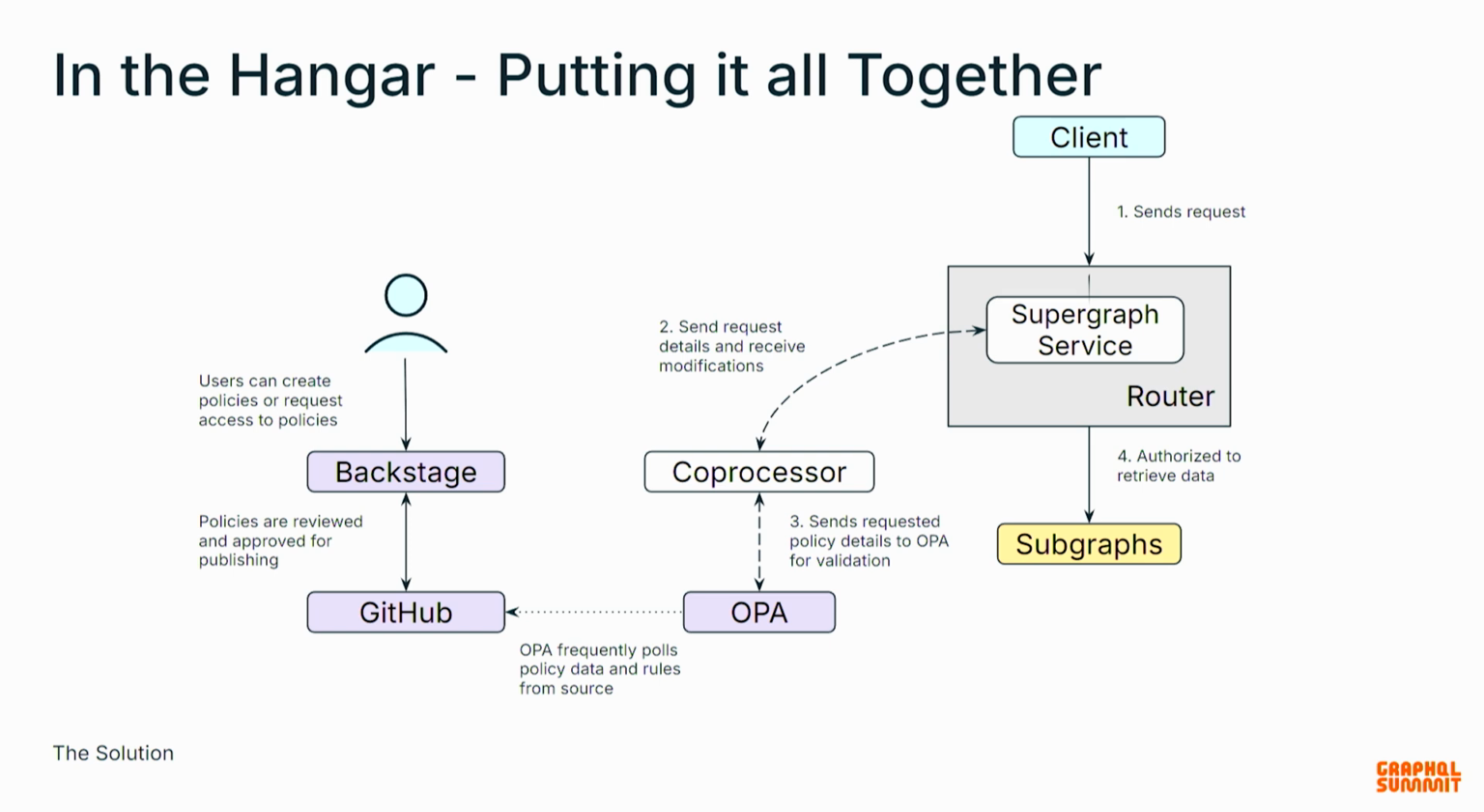And in GitHub, we have a pipeline. That pipeline will use the policy details and also the data, club them, and make a bundle tar file. The OPA will poll GitHub, get the tar file, and use that tar file for policy decision making. And OPA takes the decision and sends the response back to the coprocessor and then to the router.